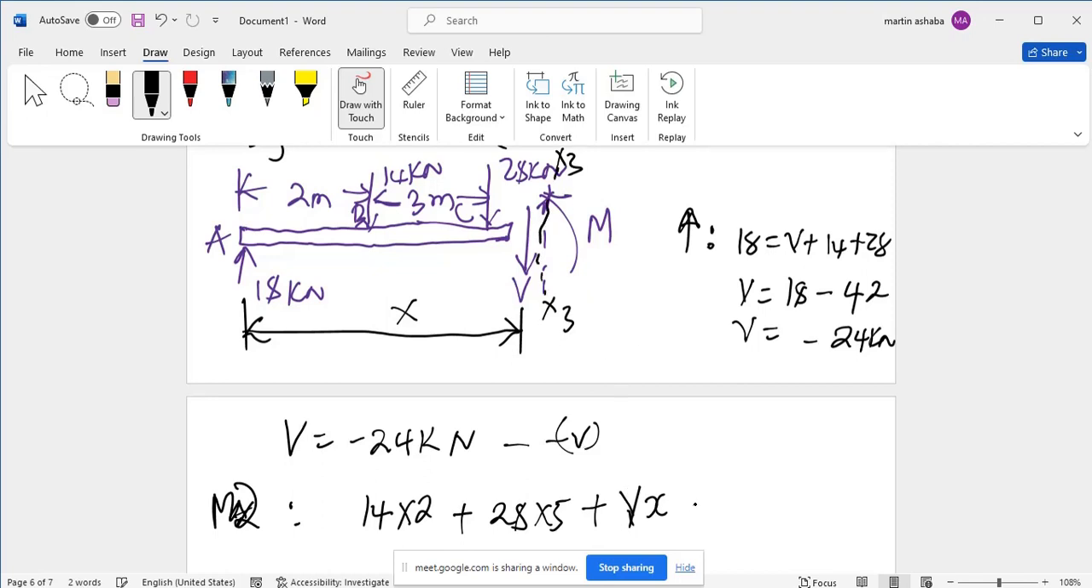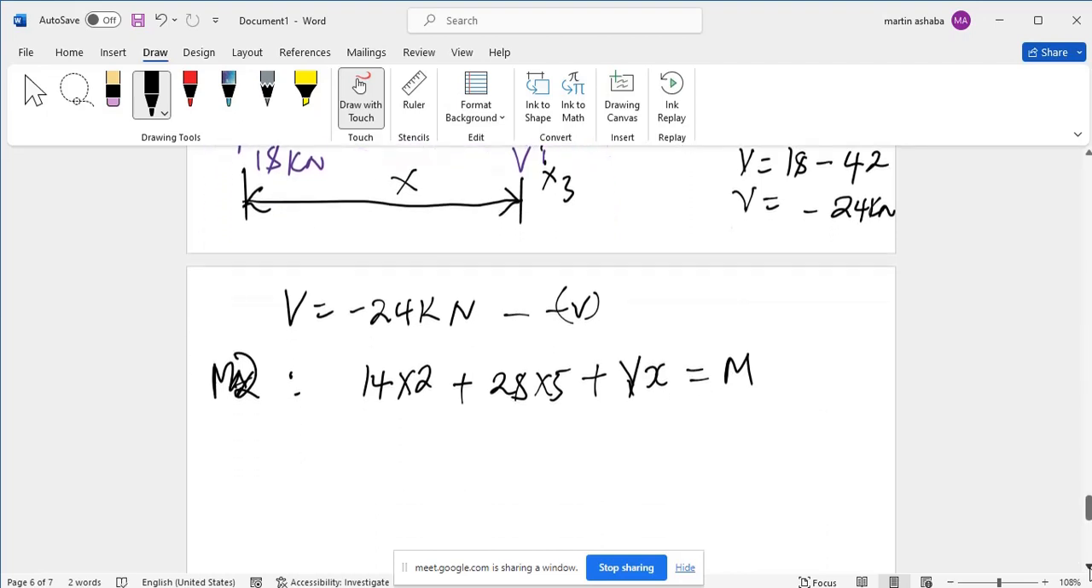So what is this equal to? Equal to the bending moment M. So just work this out. This is going to be Vx. This is 28 plus 140, that becomes 168. Then minus 24x, because V is minus 24. So my M is going to be minus 24x plus 168. And I call this maybe equation 6.